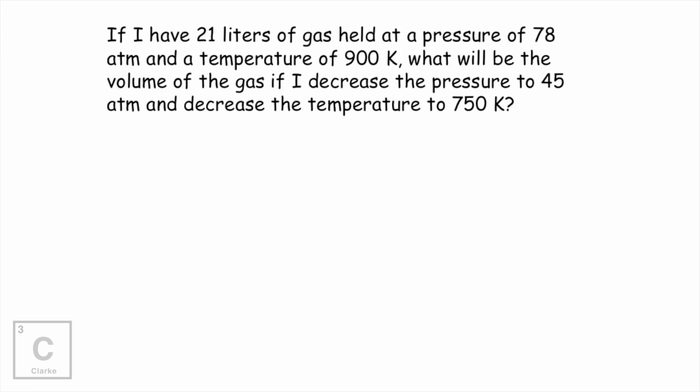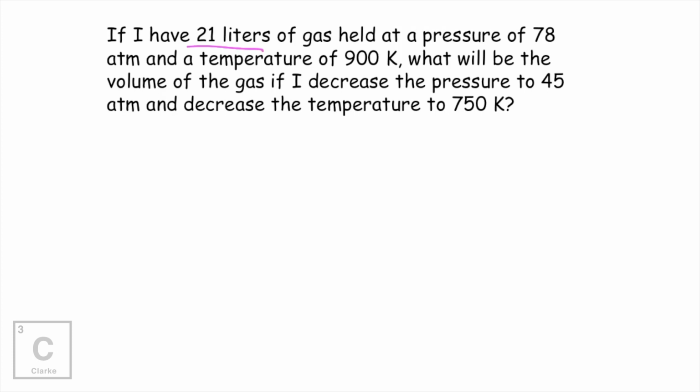Okay, let's try our first example. If I have 21 liters of gas held at a pressure of 78 atmospheres and a temperature of 900 Kelvin, what will be the volume of the gas if I decrease the pressure to 45 atmospheres and decrease the temperature to 750 Kelvin? Now, I always recommend going through and identifying all of the variables, especially if the question is really wordy and you read it and you're like, what? Always go back, reread, only looking for the numbers.